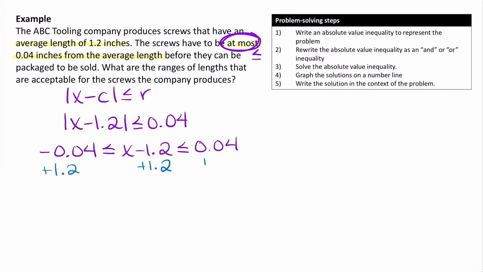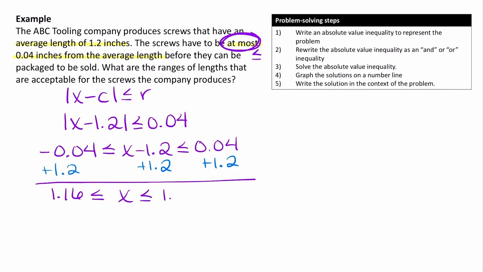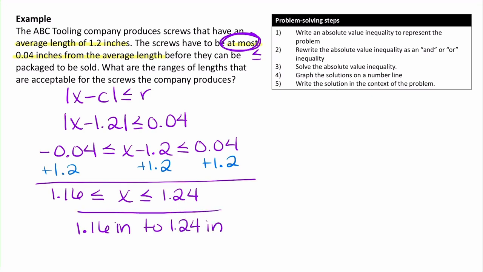And so I'm going to add 1.2 to all three sections. And so that is going to give me 1.2 minus 0.04, which is 1.16, and that's less than or equal to x, which is less than or equal to 0.04 plus 1.2, which is 1.24. So that means that the ranges of lengths are 1.16 inches to 1.24 inches. And so all those screws will be acceptable for packaging.